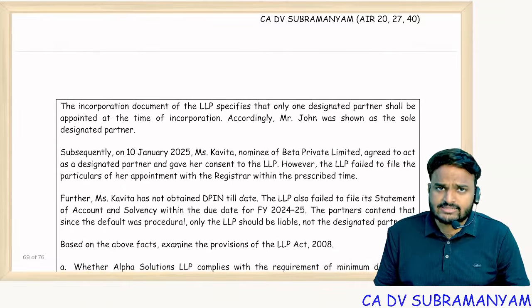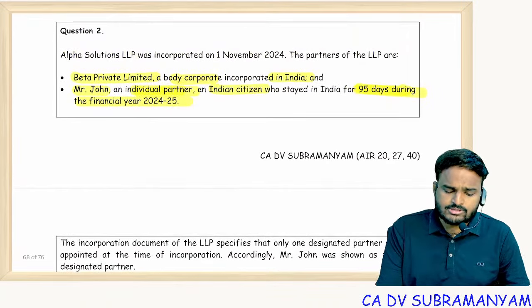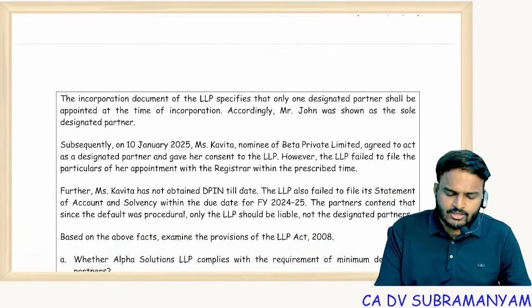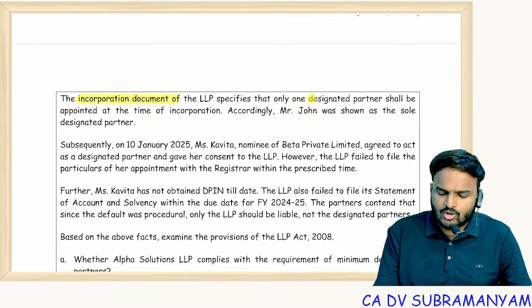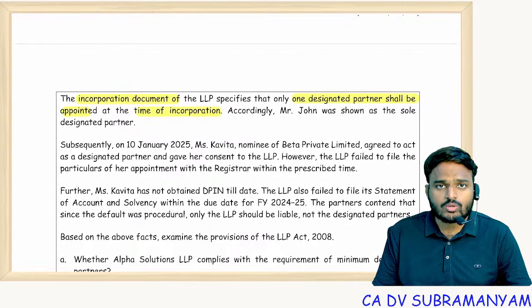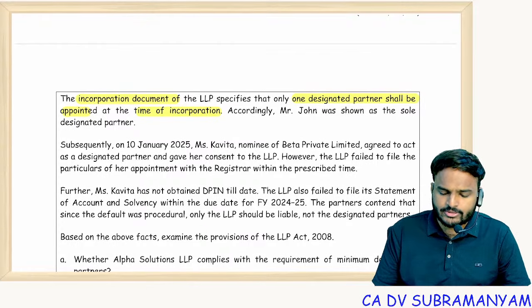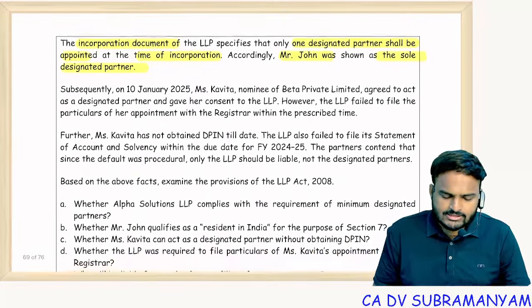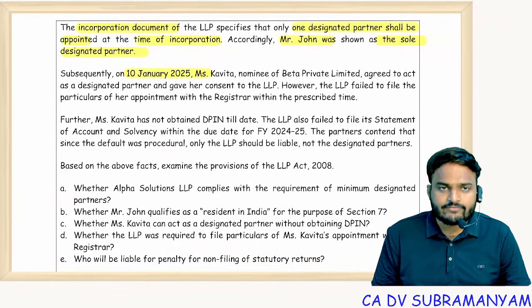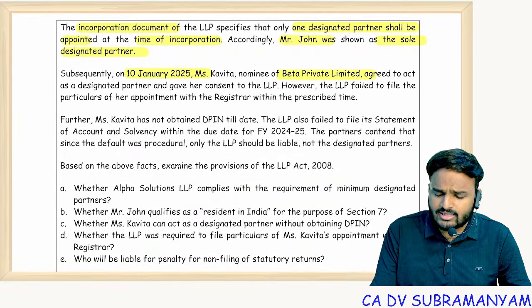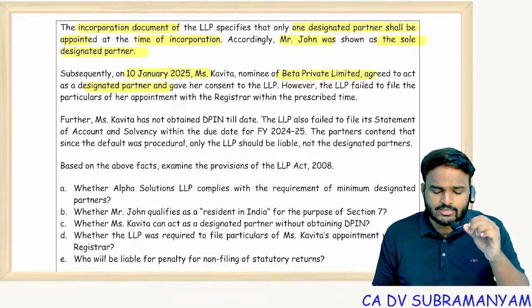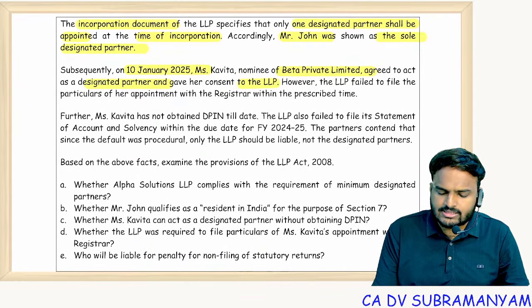One resident designated partner should be there. But here if you observe, one is a body corporate, the other one is a natural person but a non-resident. The incorporation document of the LLP specifies that only one designated partner shall be appointed at the time of incorporation. No. Since incorporation, 2 designated partners should be there. Accordingly, Mr. John was shown as the sole designated partner. Subsequently, on 10 January 2025, Ms. Kavita, nominee of Beta Private Limited, agreed to act as a designated partner. Yes, the 2 designated partner condition is satisfied, and she gave her consent to the LLP.